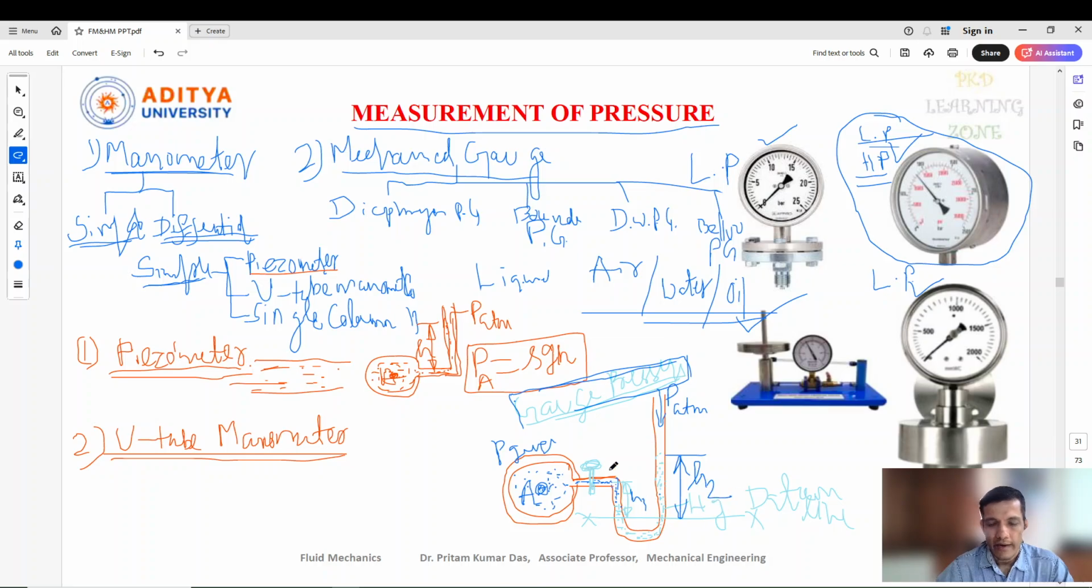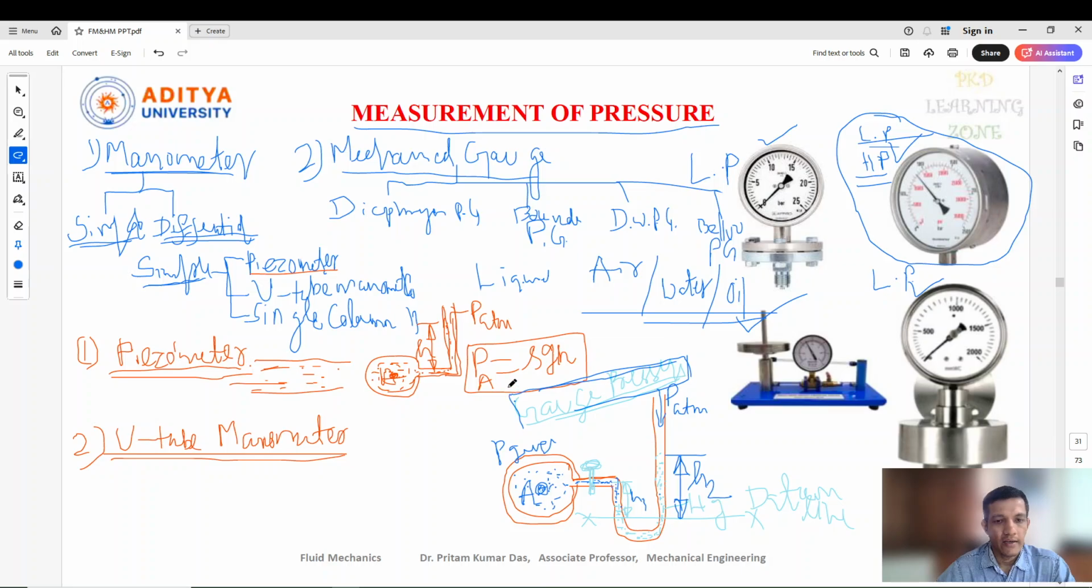This rise in mercury level is due to the pressure of the liquid after flowing. How much the height rises is H2, and this is H1. This is for gas pressure, and we have drawn this diagram for gas pressure.